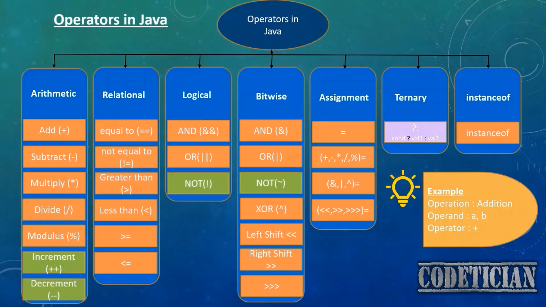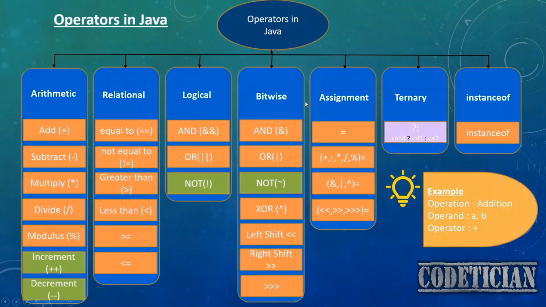Now logical AND, what does it do? It performs a logical AND operation and it will return true only if both the operands are true. If any of the operands is false, this logical AND will return false. And for logical OR, if any of the operands is true, then the result of logical OR will be true. Otherwise, it will be false.